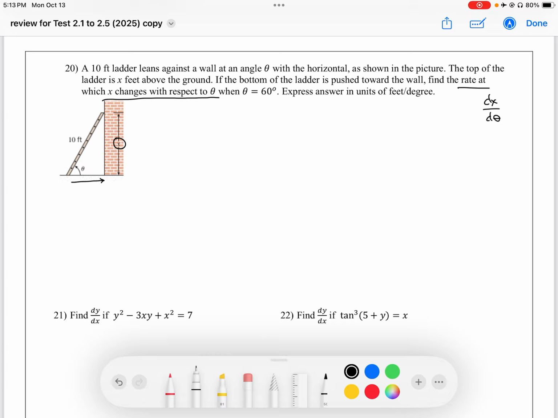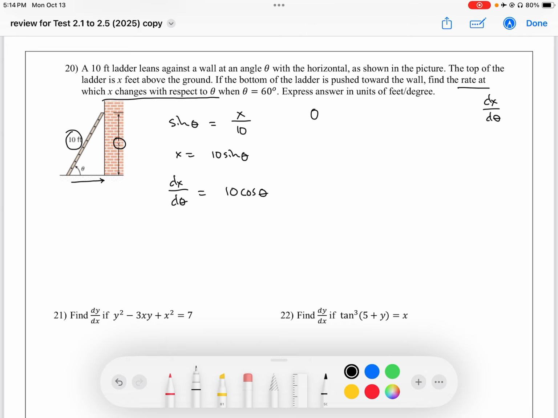So because we're interested in relating x and theta, let's write an equation that would relate them. And the equation that would relate them, since we know the 10-foot ladder, is opposite over hypotenuse, sine. So I know that sine of theta is equal to opposite over hypotenuse. So that means x is equal to 10 sine theta. So what I can do is now take the derivative of this with respect to theta, and I get dx d theta equals 10 cosine of theta.